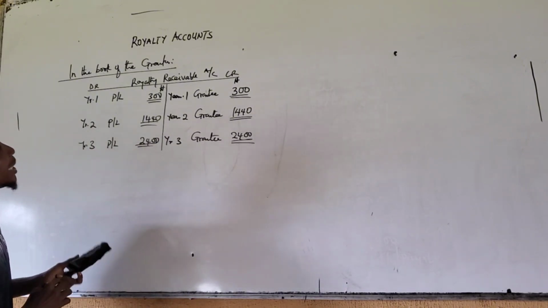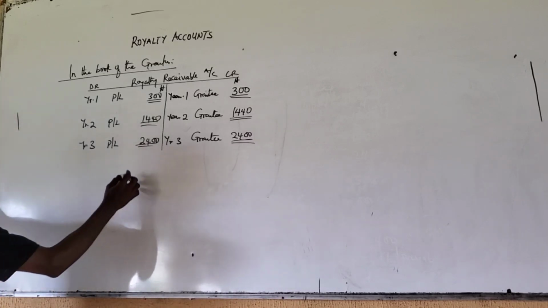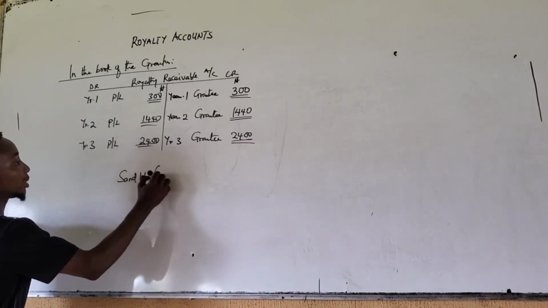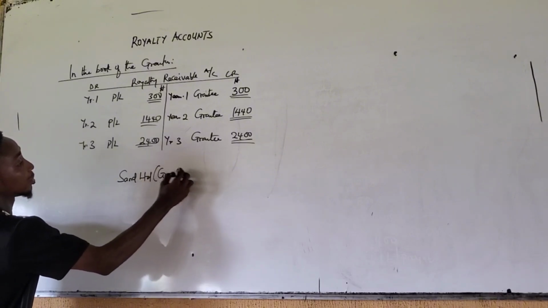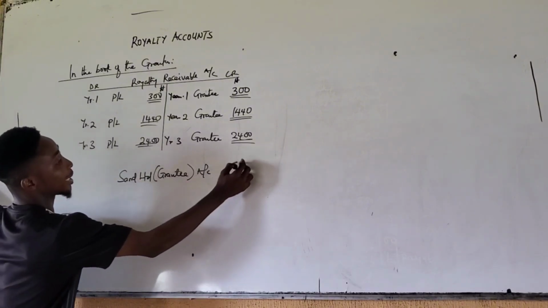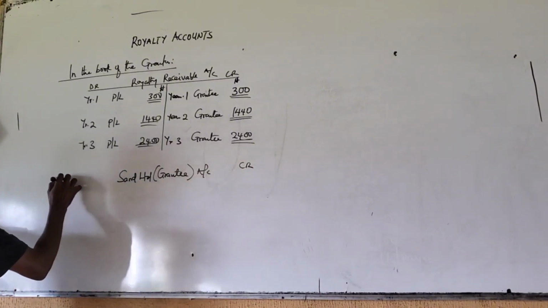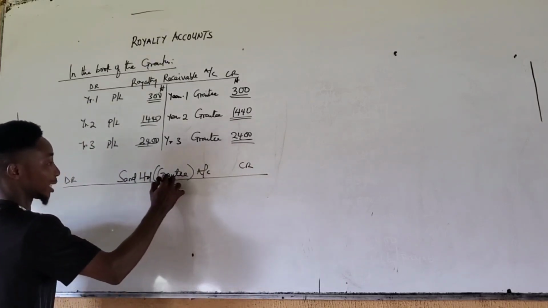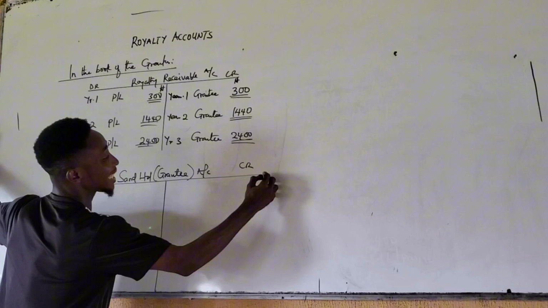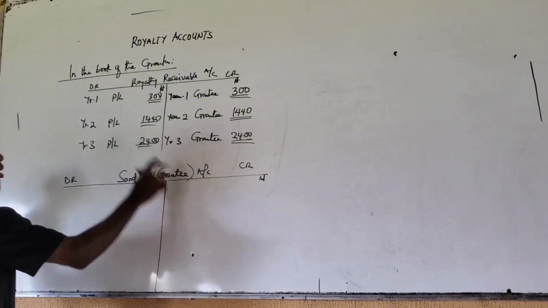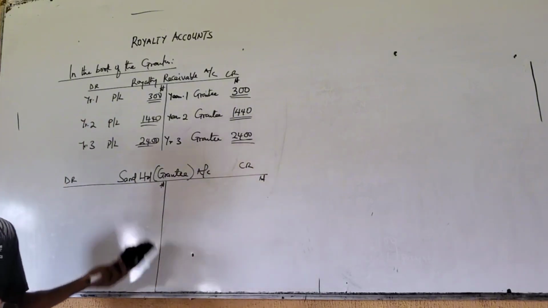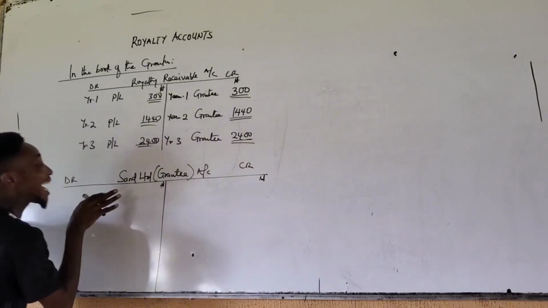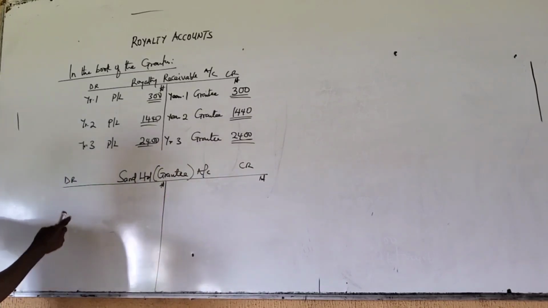Then you prepare the tenant or the grantee's account. The grantee is Sand Limited. Who is the grantee? Grantee's account. In the grantee's account, we are told that grantee's account is an asset account to the landlord, because the grantee is the debtor to the landlord, and debtor is an asset. So it has a debit balance.